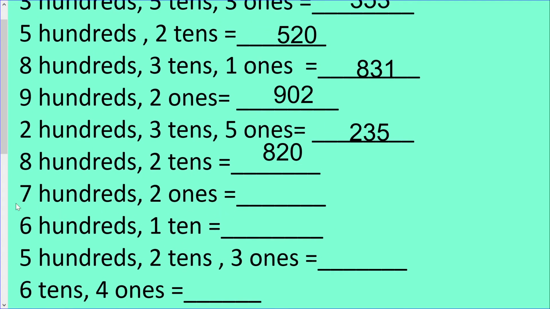So we have 7 hundreds and 2 ones. So our hundreds place is a 7 for my 700s. How many tens? 0 tens. And how many ones? There you go. So 702 is how we say that.